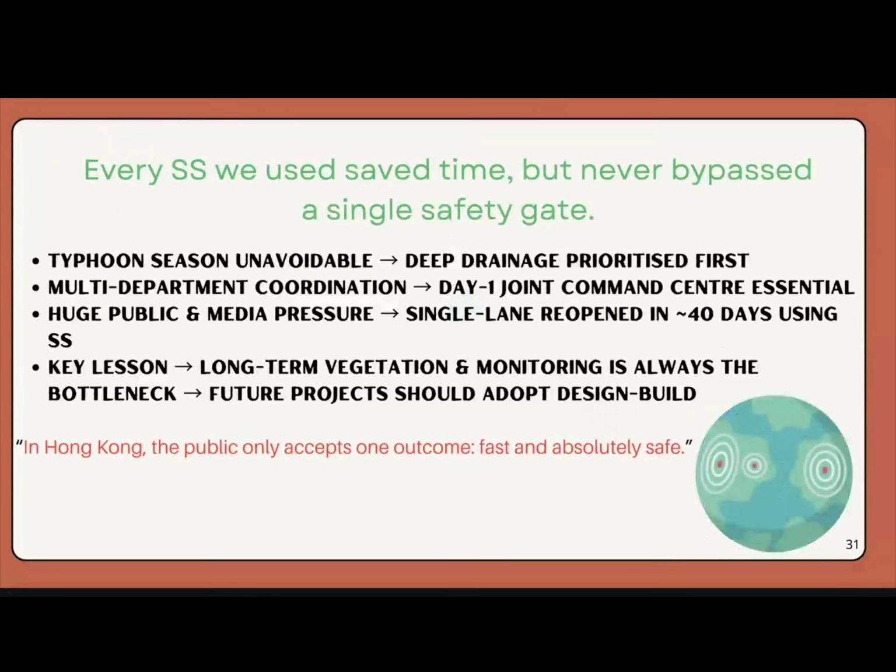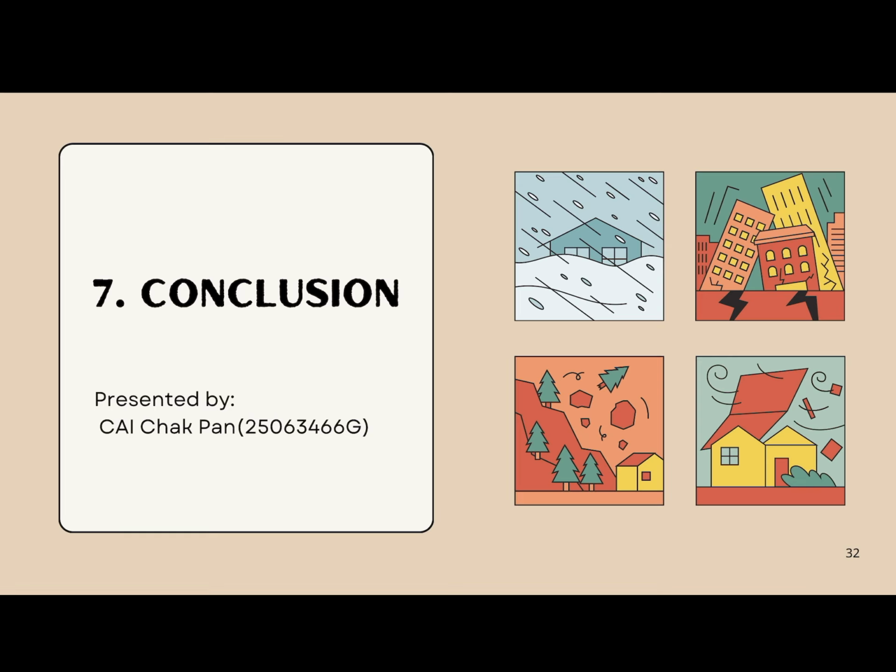We also fully considered Hong Kong realities: typhoon season, multi-department coordination, and intense public pressure. The biggest lesson is that long-term ecological restoration remains the critical pace bottleneck. Future emergency projects should adopt design-build from the beginning. In Hong Kong, people only accept one result: fast and absolutely safe.